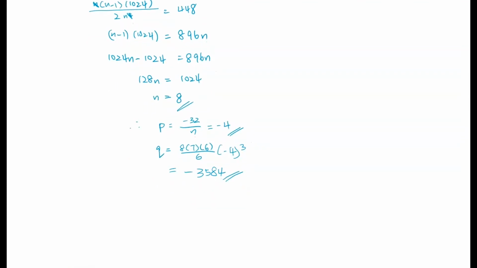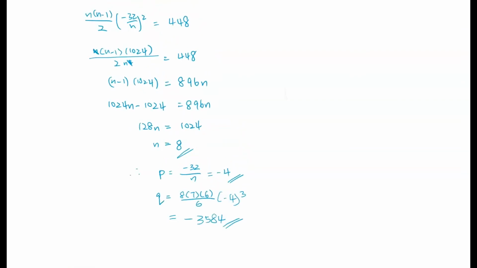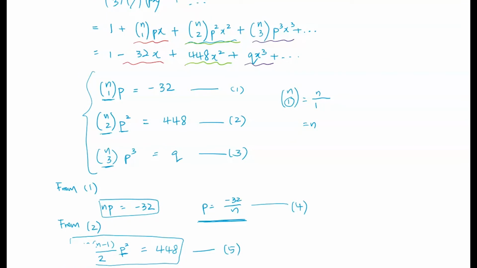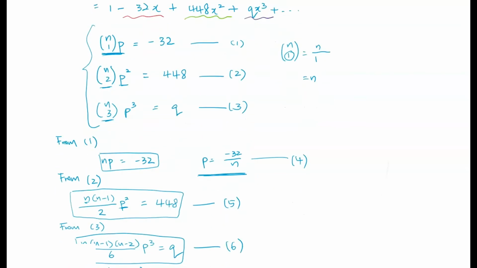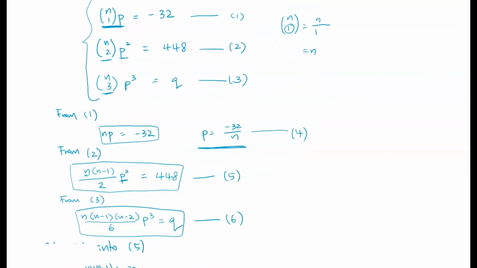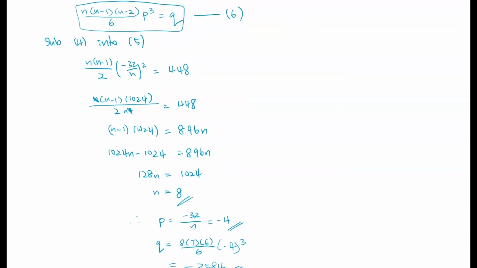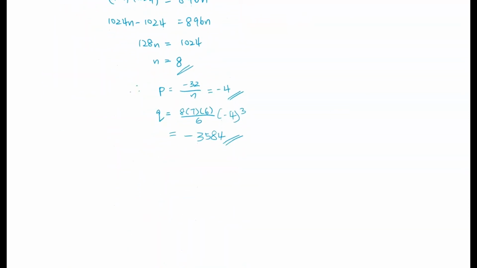So basically the idea is just to compare coefficients, which is what I've done here. Compare coefficients, and then because the coefficients are n choose 1, n choose 2, and n choose 3, this is where we use the formula to change them to fractions like this. And then we just solve them as fractional equations. Right. Next, let us move on to example 2.